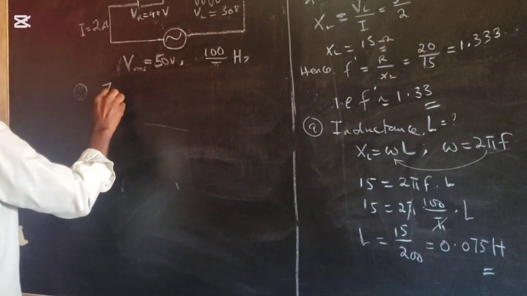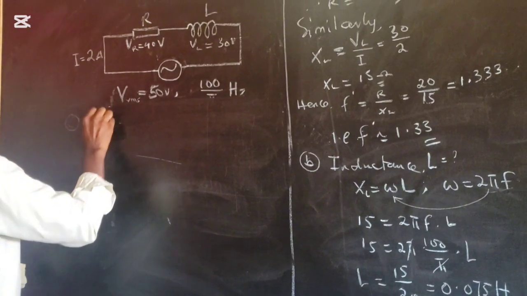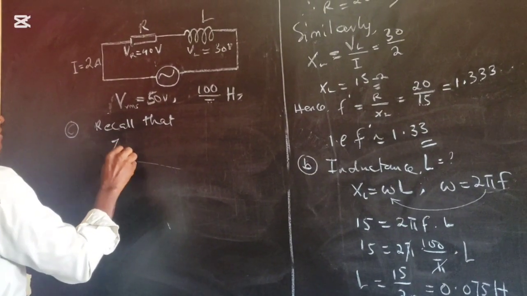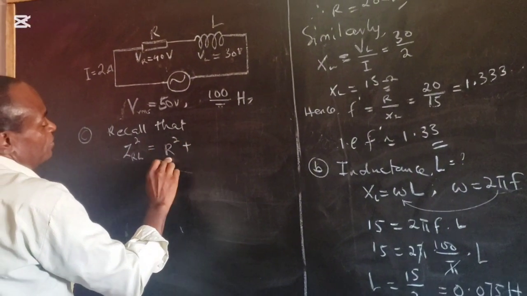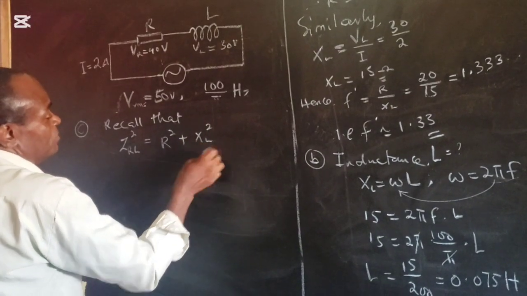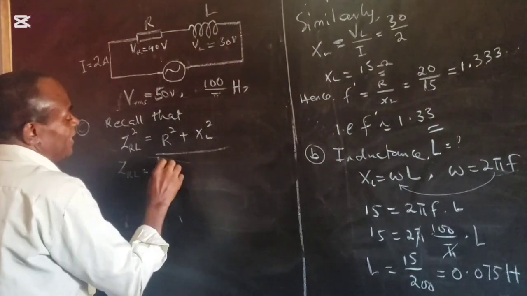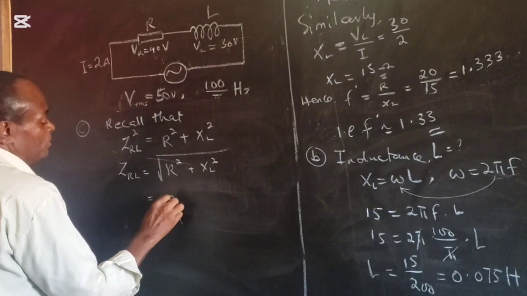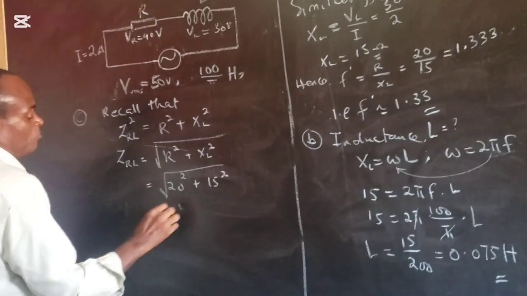We're asked to find the impedance. Our Z squared, recall that our Z squared is equal to the square of resistance and then the square of inductive reactance. So the impedance is equal to the square root of R squared plus XL squared. So if we put the values, we have 20 squared plus 15 squared, all under square root.